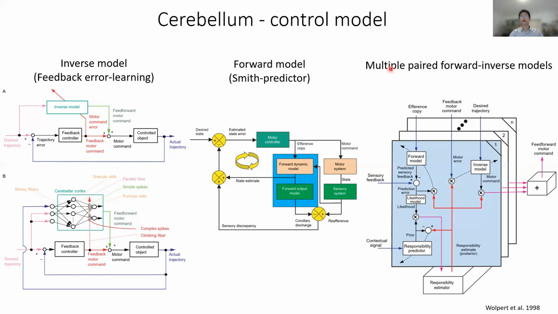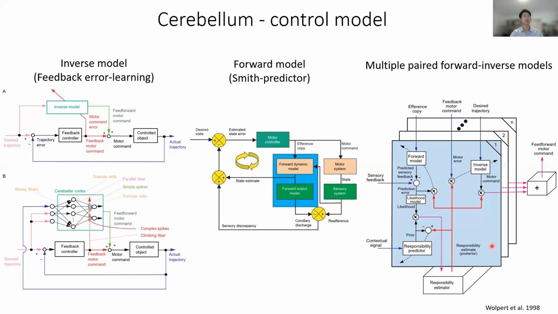And you can combine forward model and inverse model together. Here they show a parallel structure with multiple pairs of forward and inverse models. They can be used for controlling different aspects of the task, or even for different tasks. But this is more detailed and more complex. So if you want to know more about this control engineering scheme, you can go to this Wolpert paper.